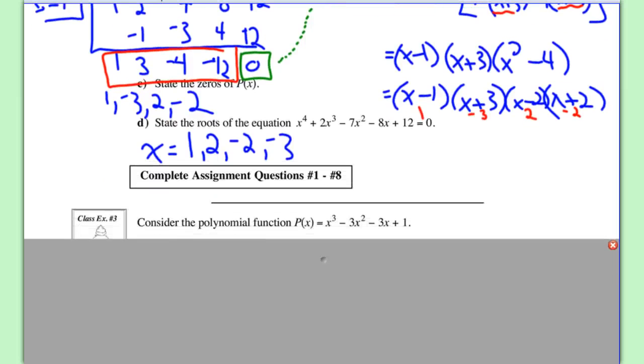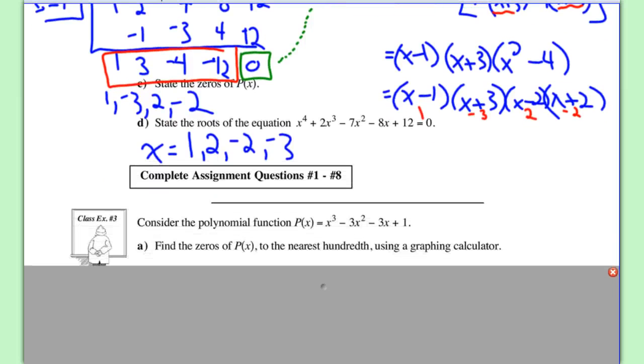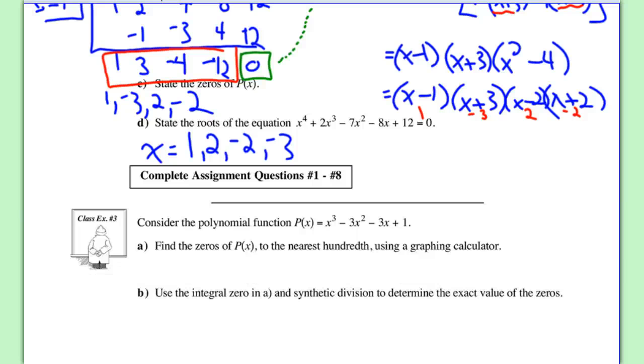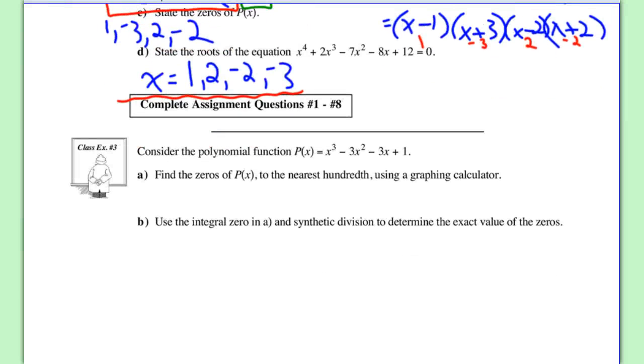Now, not everything turns out to be super duper nice questions, okay? Sometimes they don't turn out to be all integers, as you can see right here. I'll let you play with your graphing calculator. I don't think I need to do that for you. I'll put the answers there. I'm going to go straight to using the integral zero theorem and synthetic division to determine exact values, because Math 30-1 really isn't about graphing calculator. It's about algebra.